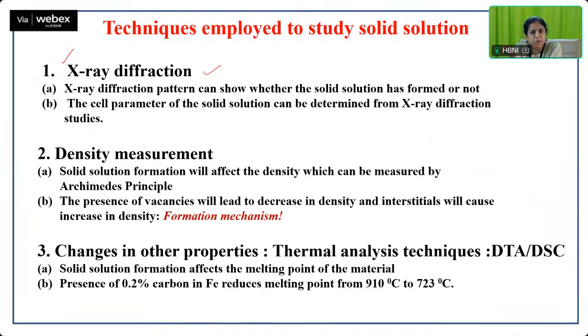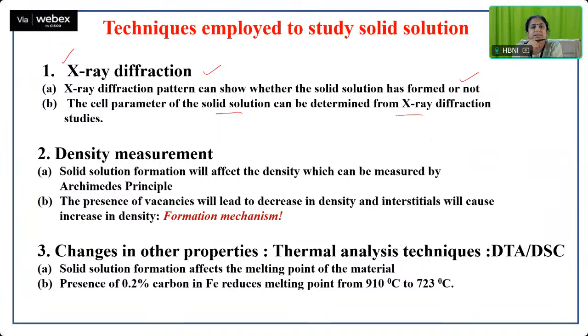A, whether it has formed or not. Because if it is not formed, or if you have already reached the solubility limit, that is only 30% A could have gone into your B. Whatever it is, from the XRD pattern you can analyze whether the solid solution has formed and what the solubilities are. Also, if your solid solution is formed, it will also have its structure and its lattice parameter. So those lattice parameters, the cell parameters, can be determined from X-ray diffraction studies.